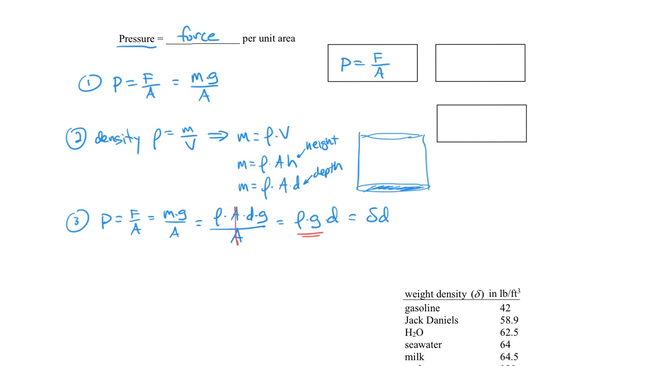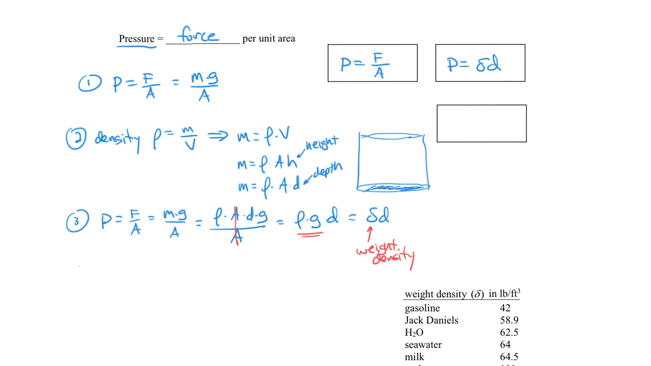So we have this, delta is weight density, which we talked about before. So that means we started with pressure. So pressure equals weight density times depth. We're going to use that formula, so let's put that up here. So pressure equals weight density times depth. We'll be using that a lot in this section.